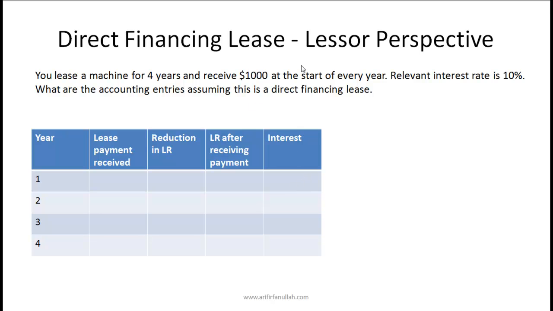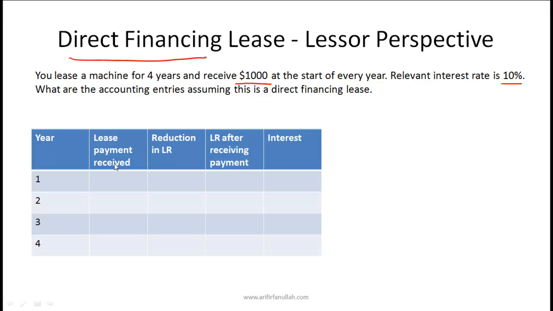Let's do a quick example from the lessor perspective, and let's do this with a direct financing lease. So let's say you are a lessor and you lease a machine to a lessee for 4 years, and you receive 1,000 at the start of every year. The relevant interest rate, let's say, is 10%. So what are the accounting entries that we will need?